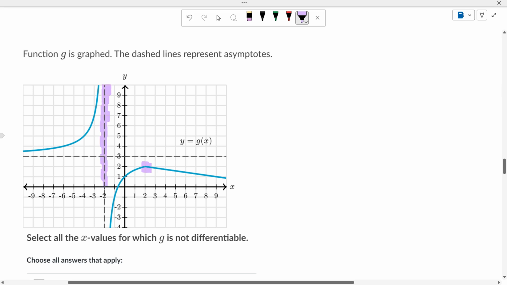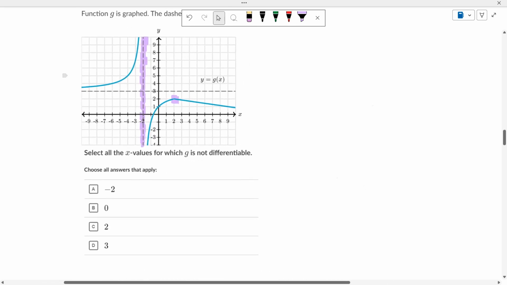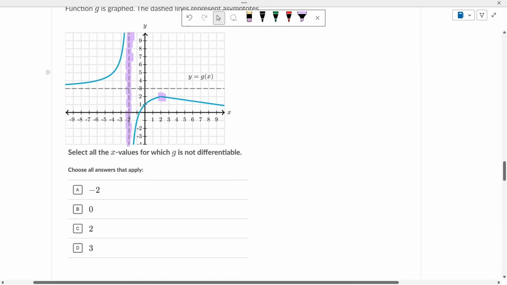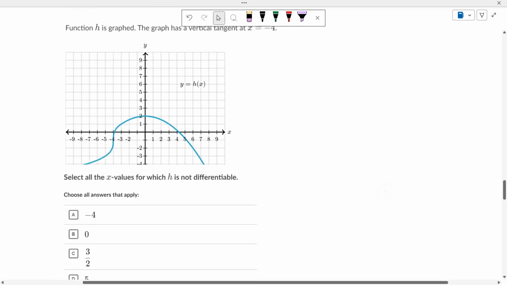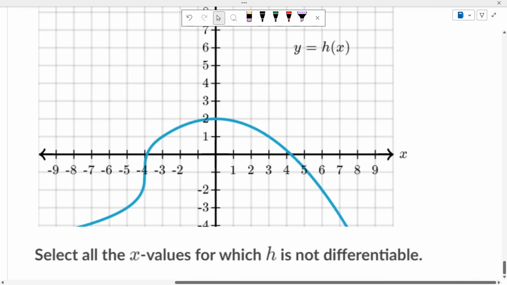And where there's an asymptote, there is no derivative there. Okay, so where is it not differentiable? Well, it's not differentiable at -2, and it's not differentiable at +2. Those are the 2 points this one is not differentiable at. Okay, this one. Looking at the graph.